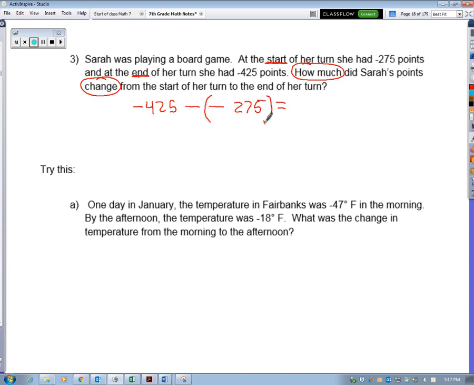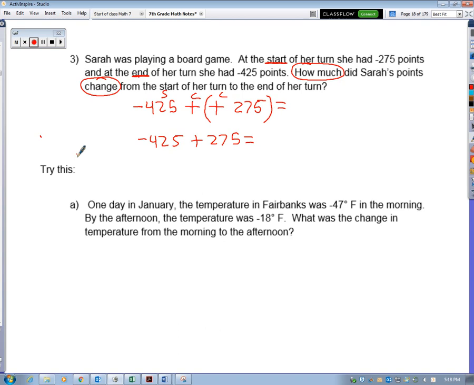Oh, it looks fantastic. Alright, so now that I've got the parentheses there, I'm just going to do the same thing. They're just there to keep them separated. This is subtraction. Guess what? Same. Change. Change. Alright, this first number is going to stay the same. This is going to change from minus to addition, and this is going to change from a negative to a positive. Alright, so I just turned this problem into negative 425 plus 275.